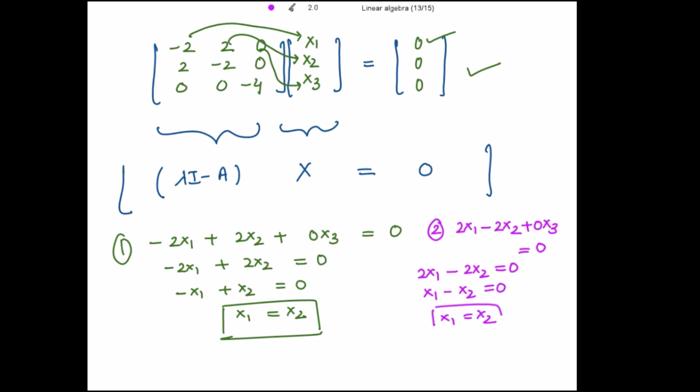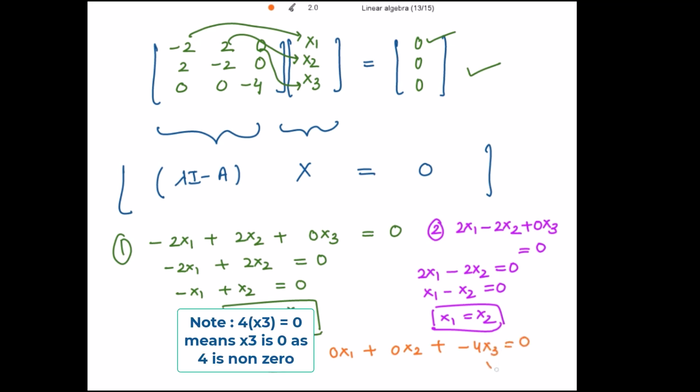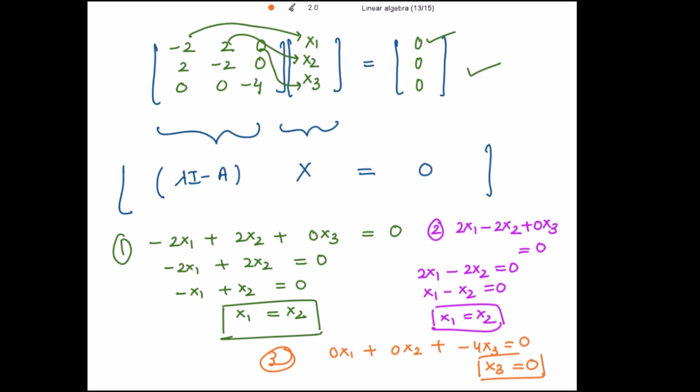Again the same relation. And the third equation we get, this is 0 into x1 plus 0 into x2 plus minus 4 into x3 equals 0. So from here we get x3 to be equal to 0. So we have got two relations: x1 equal to x2 and x3 equal to 0.